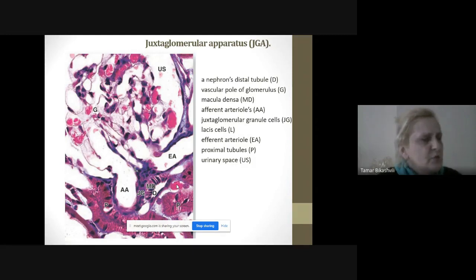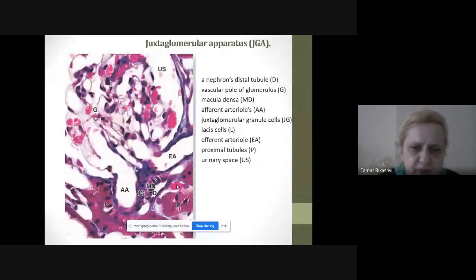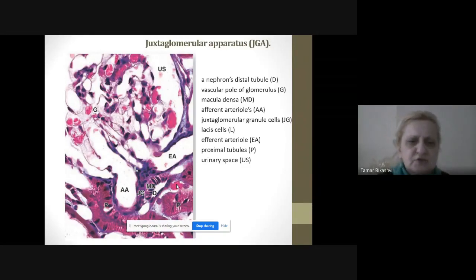Which components are involved in the juxtaglomerular apparatus? If you remember the thick ascending part of the loop of Henle, the cuboidal cells change, become more columnar, located closer to each other, and they form the macula densa. This is the macula densa.